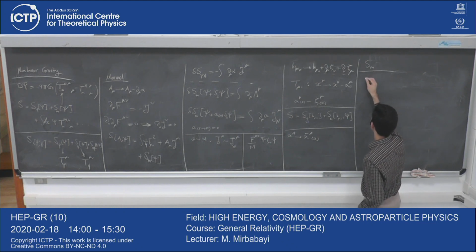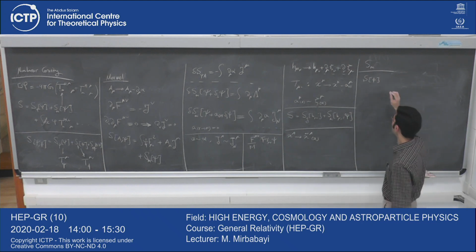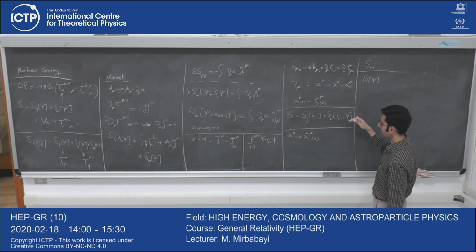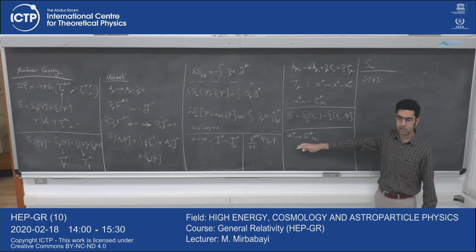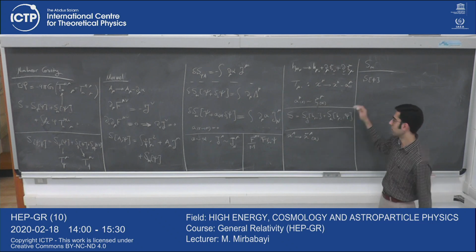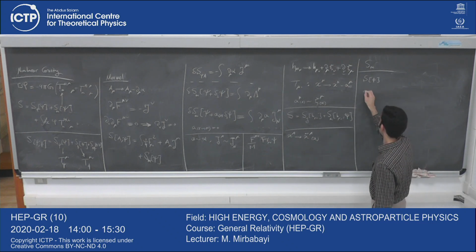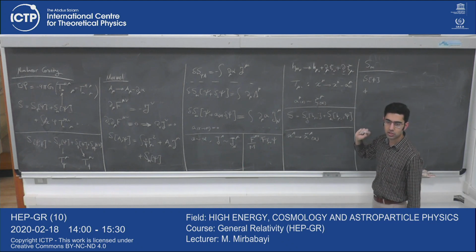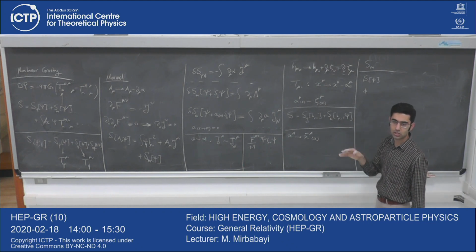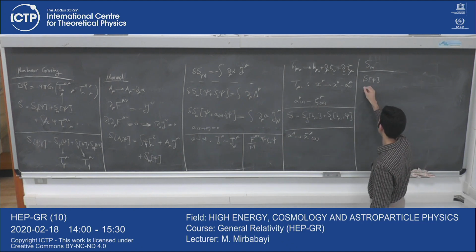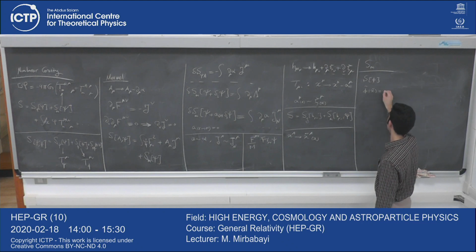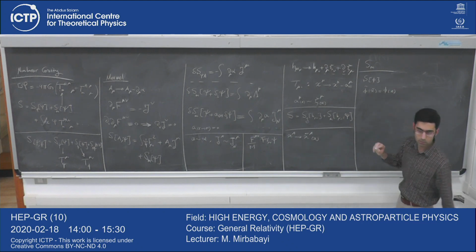So I have the action which depends on the scalar field phi, right? And then I want the action to be invariant under this transformation. What I mean by that is, what is the change of, say, this phi, a scalar field, under general coordinate transformation? The change is that phi tilde of x tilde is equal to phi of x, right?